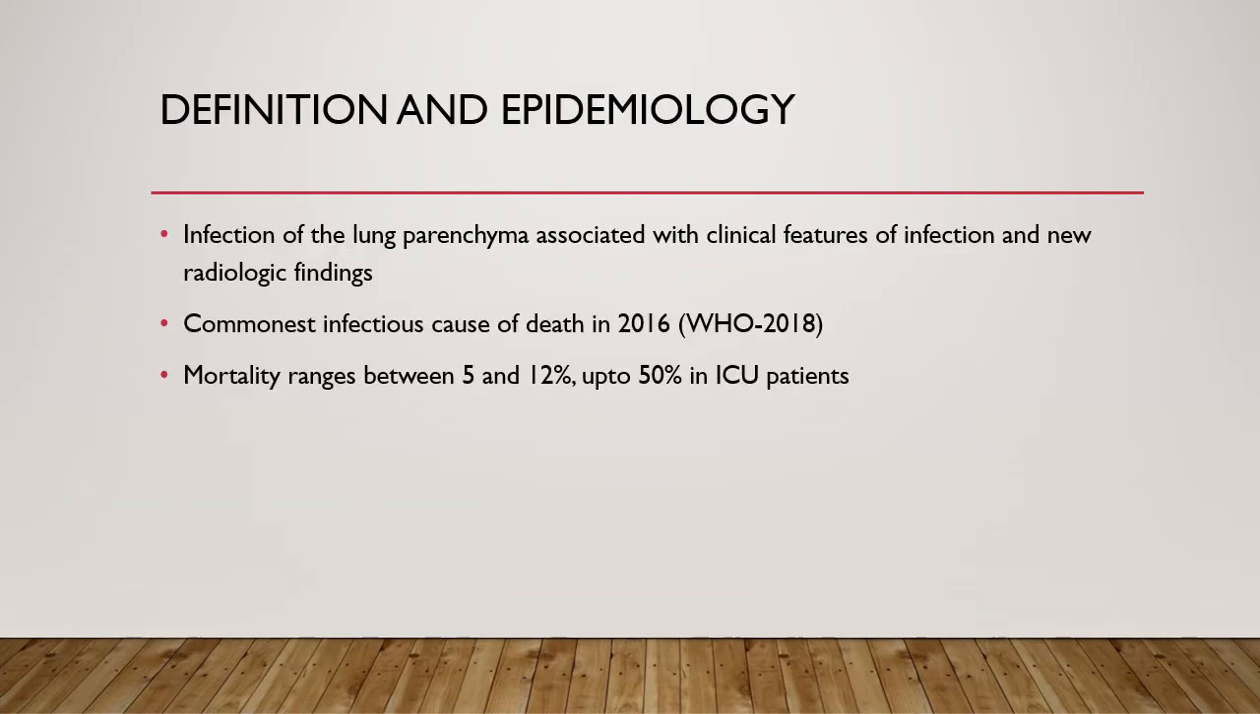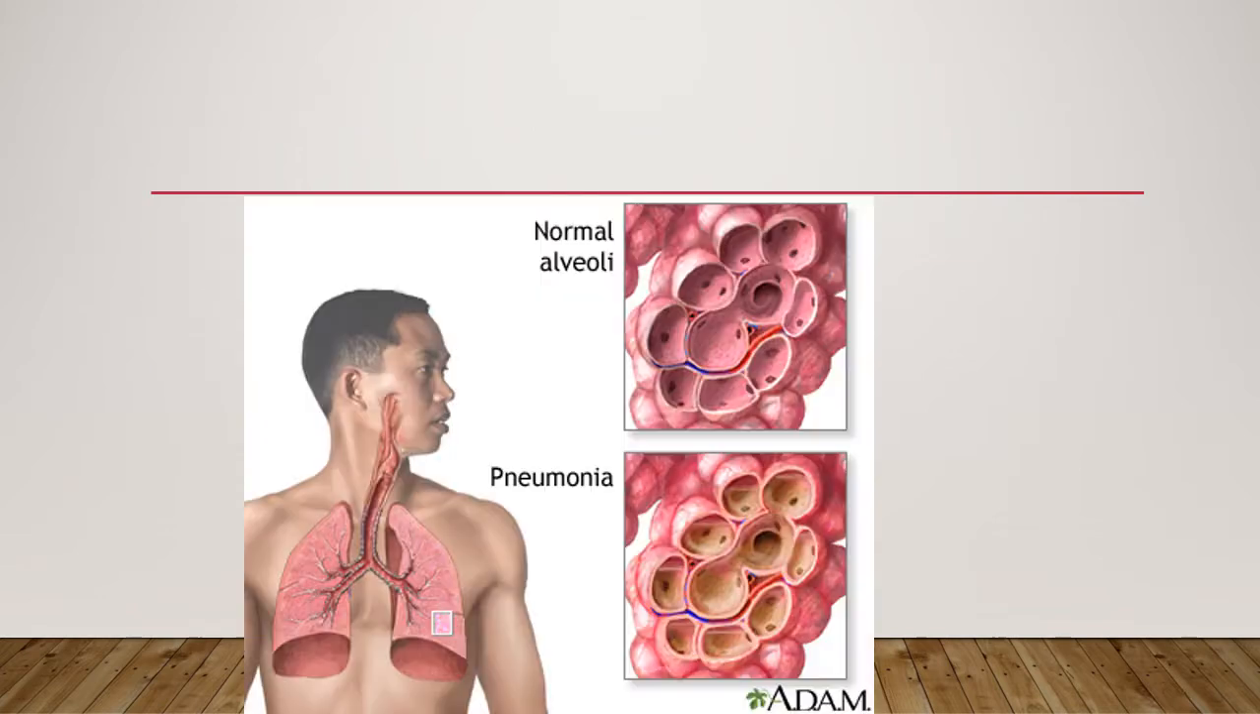So what is pneumonia? It's an infection of the lung parenchyma associated with clinical features of infection like fever or productive cough and new radiologic findings. WHO reported it as being the most common communicable disease causing death in the year 2016. Mortality ranges between 5 and 12%, and it can be up to 50% in patients who are admitted in the ICU due to a severe infection.